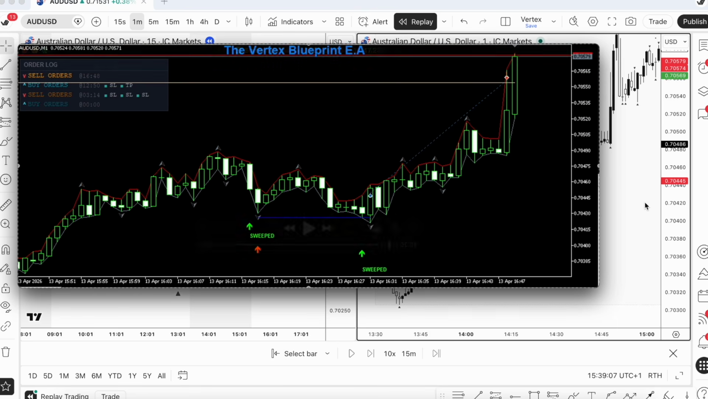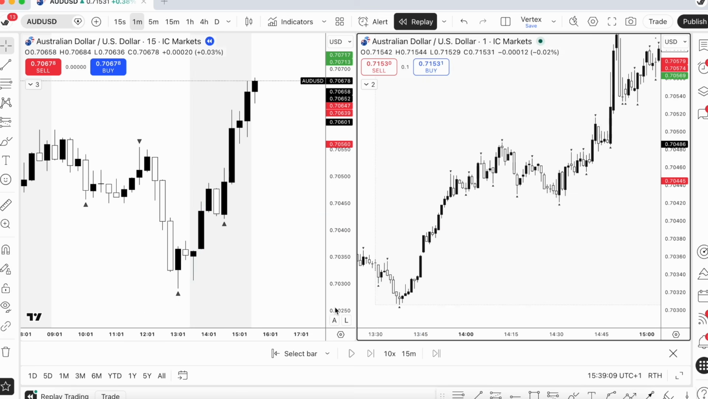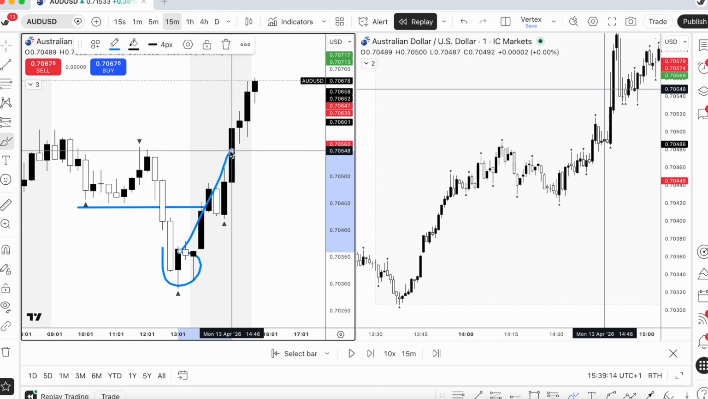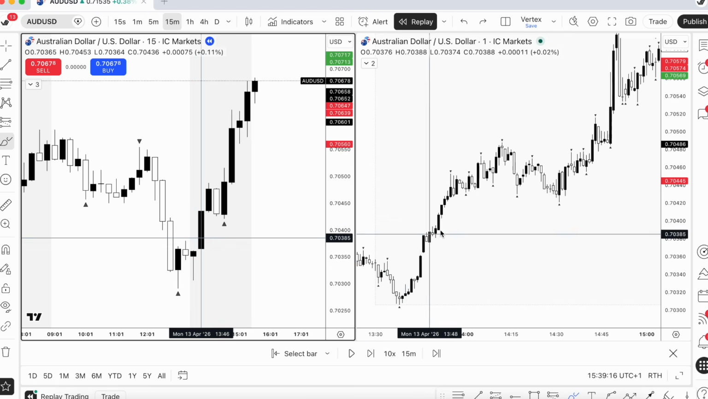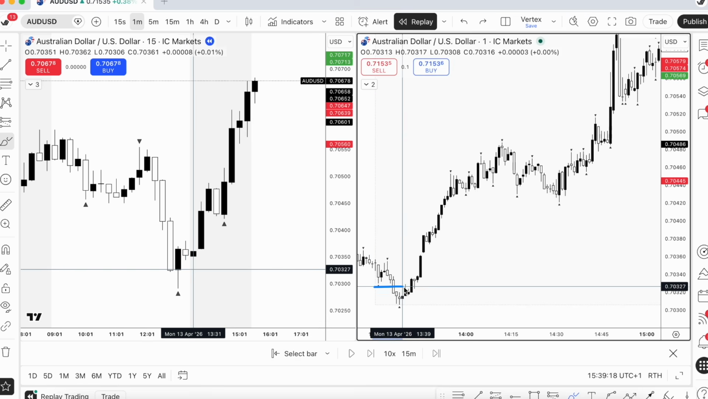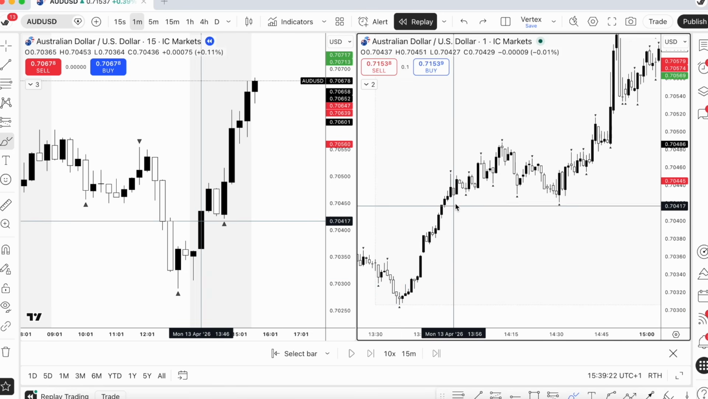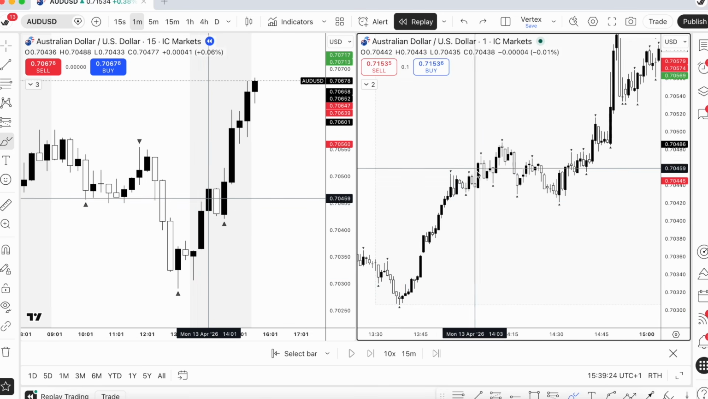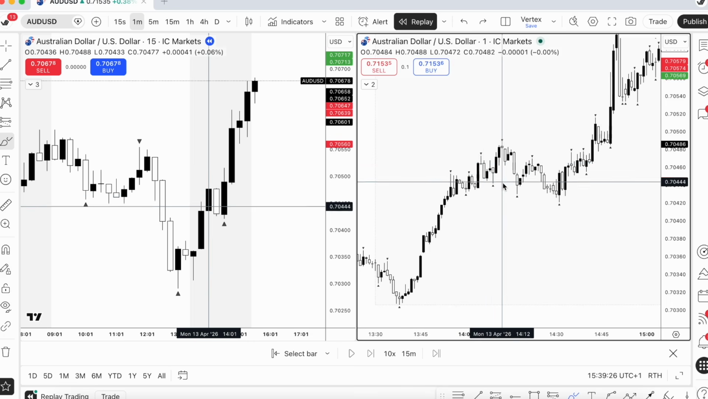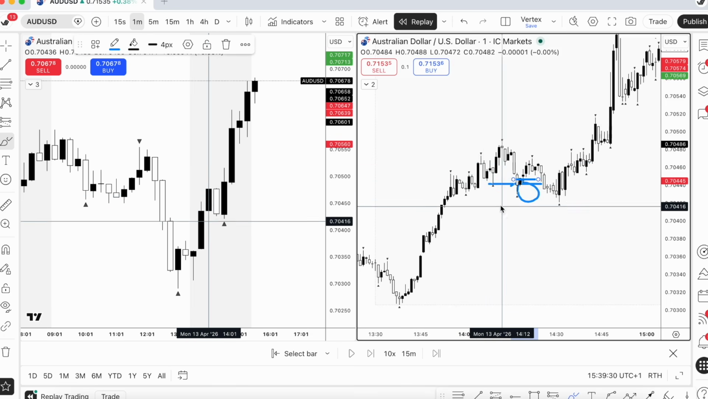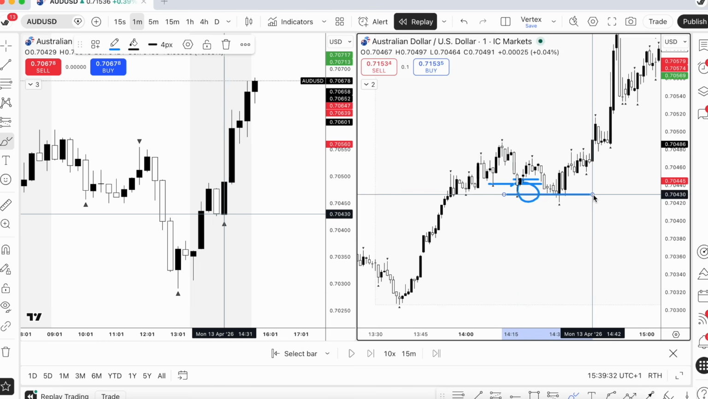There we go. Okay, so AU, very clear, lows taken, so obviously they were looking to go long coming into the session. Now what we have is a sweep but no entry. Coming in, coming in. Now this is a valid entry on TradingView, right? And then you'll take a stop loss here.